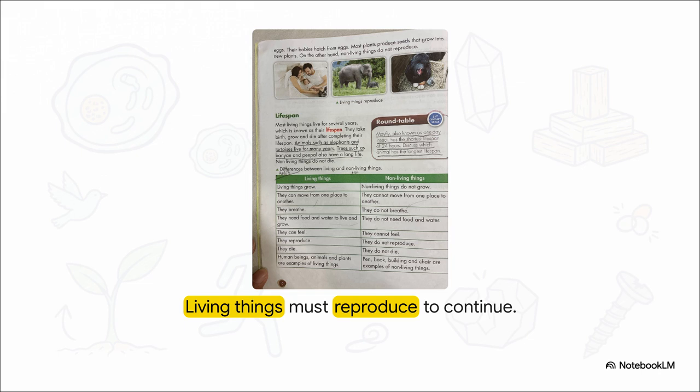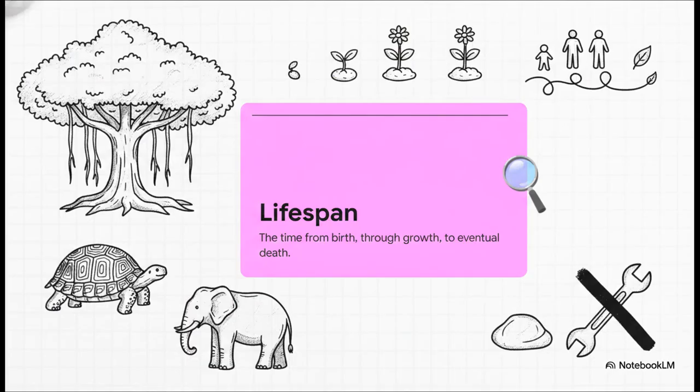Humans and many animals, like elephants, give birth to live young. Birds, like hens, lay eggs that eventually hatch into babies. And most plants reproduce by dropping seeds that eventually sprout and grow into brand new plants. Non-living things, though, whether it's a high-tech computer or just a rock sitting in the dirt, they simply do not reproduce. Period.